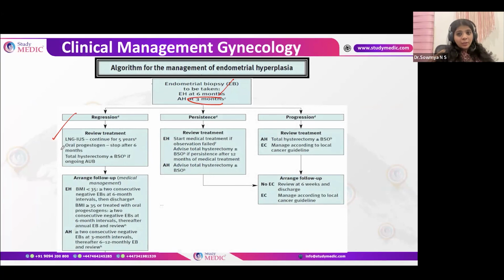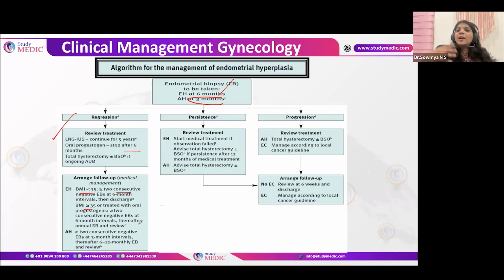And if you are starting oral progesterone, it's only up to 6 months. And if somebody has completed the family and they are nearing, I would say, probably if they have completed family with atypical hyperplasia, you go for hysterectomy. If not, if they want to have a follow-up, who wants to maintain fertility options, BMI less than 35, more than 2 consecutive negative biopsies, which you would be doing. And if it is more than 35, you would be doing 6 months and then continue annually.